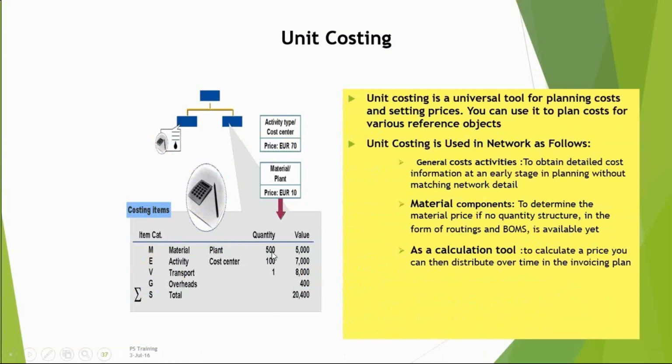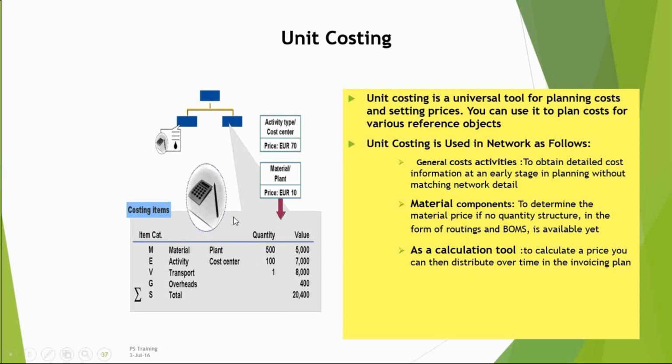My material, I'm having a quantity of 500. What is the material price here? Material price here is 10 euros per unit. The quantity is 500, and 500 into 10 gives me 5,000. And this activity here is 100 hours. My unit cost comes from KP26 data and KP21 data, the activity type and cost center. This is 70 euros per hour. I am having 100 hours for this particular cost center, because activity is always defined to cost centers. The combination of activity type and cost center will be defined in my KP21, and the rate is here.